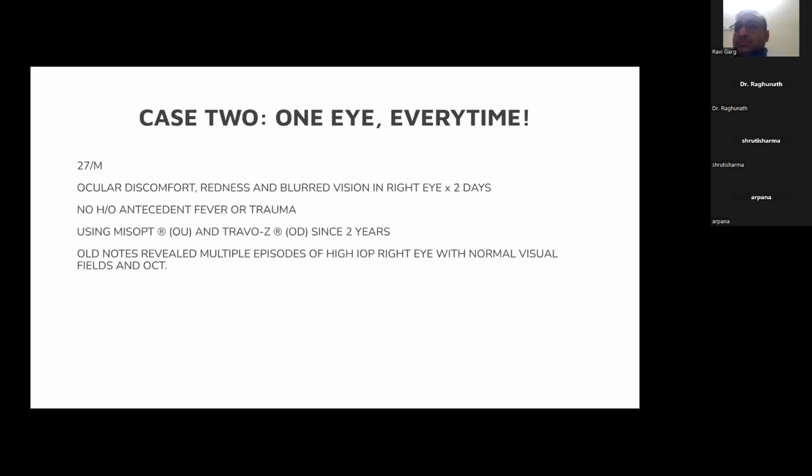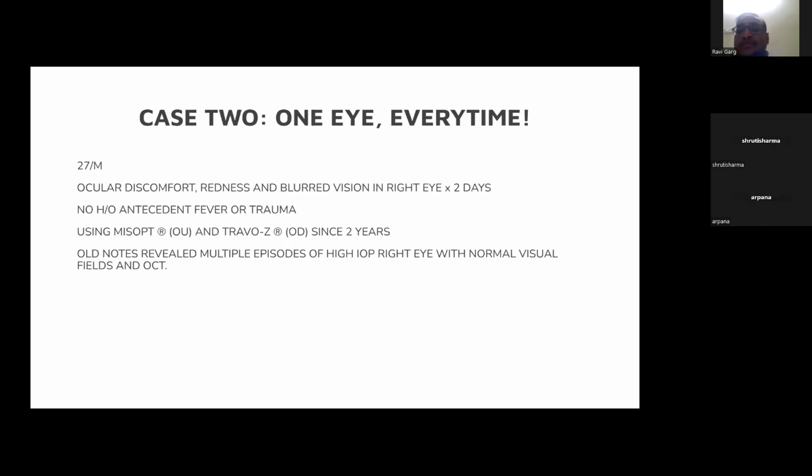So, just to save some time, I'll jump onto this case. A 27-year-old male came to me with ocular discomfort, redness, and blurred vision for 2 days. The important thing was that he was using three drugs in one eye, the right eye, and one drug in the left eye, for the last 2 years.